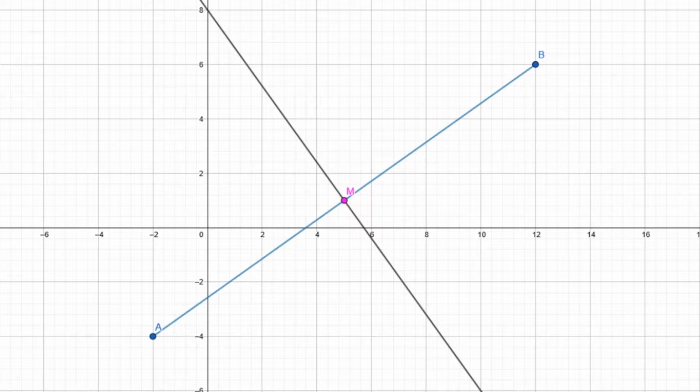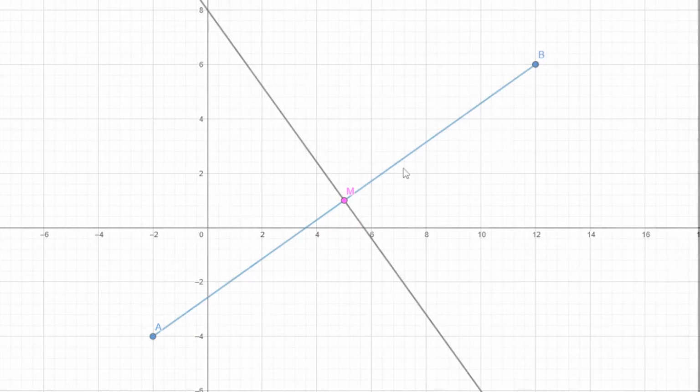Well, what we will need to know to do this is both the gradient of this perpendicular bisector and any point that it passes through. But of course the point it passes through is M, and we know how to find the midpoint of A and B, and the gradient of the perpendicular bisector can be found from the gradient of the line segment joining A and B. We therefore have a general method.